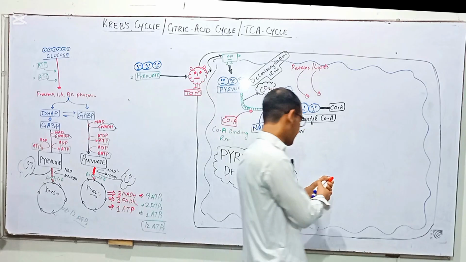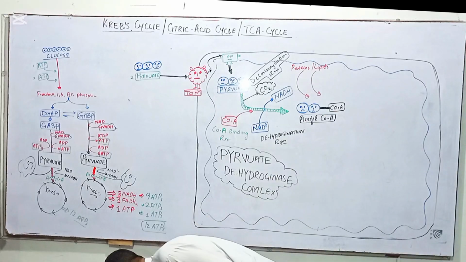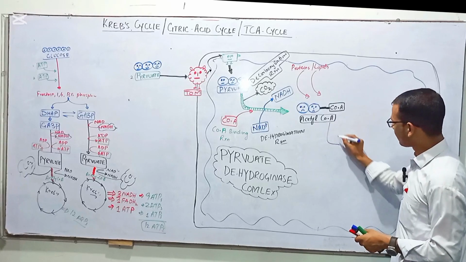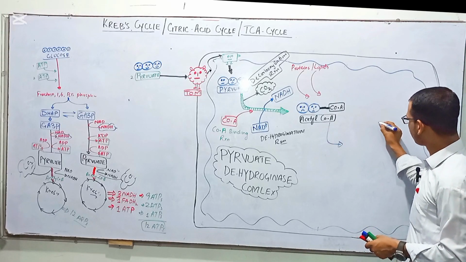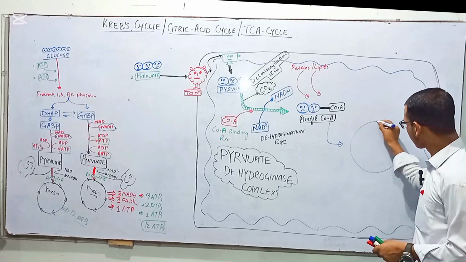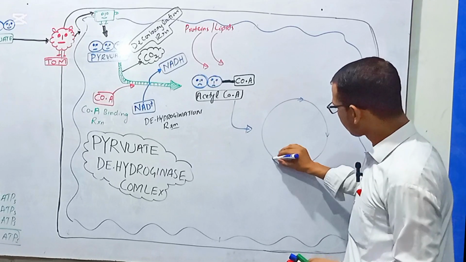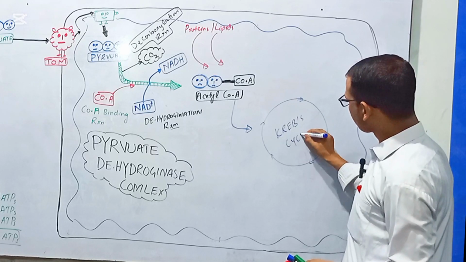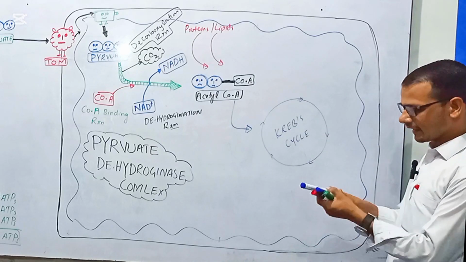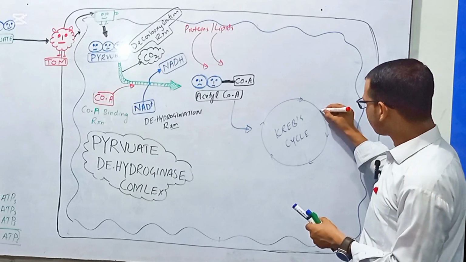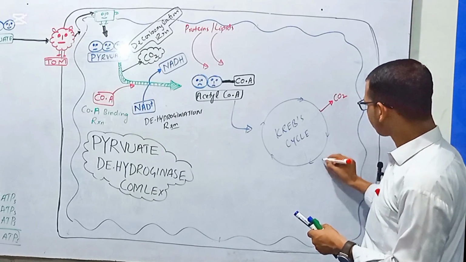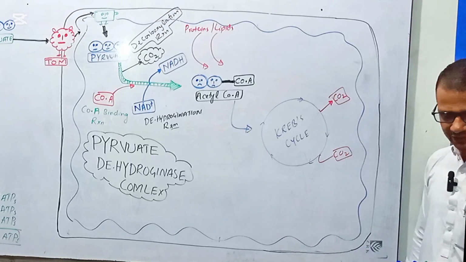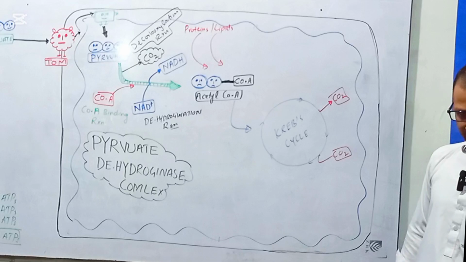And this acetyl coenzyme A, when oxygen is abundantly present, will undergo the Krebs cycle, right? And in the Krebs cycle, there will be release of two more carbon dioxide. These are decarboxylation reactions.